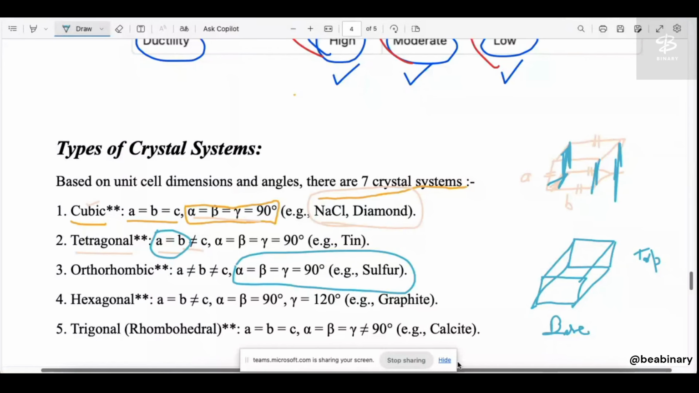That is equal. But the thickness of your mobile phone is not equal to either A or B, right? In the example I've taken, the height or thickness of the mobile phone is very small compared to A and B, which are the length and breadth. Here you can consider the angles. Every angle is 90 degrees.